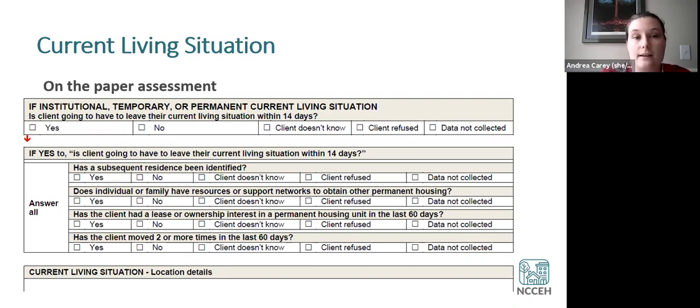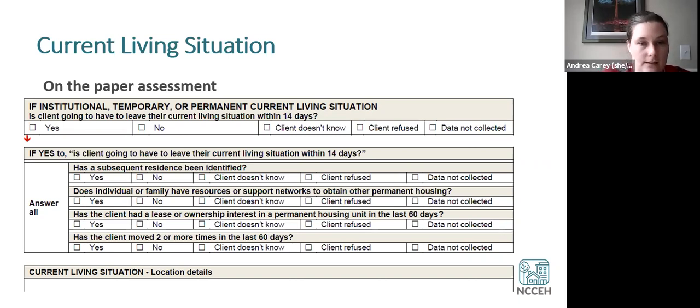The first one is, are they going to have to leave their current living situation within 14 days? That is all about category 2 homelessness, right? Are they category 2 imminently at risk of homelessness? And if they respond yes, then there are these 4 other questions. Now, if someone is not going to have to leave in 14 days, you can mark that and you don't have to respond to these other questions.